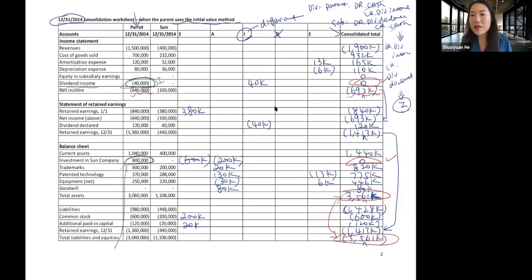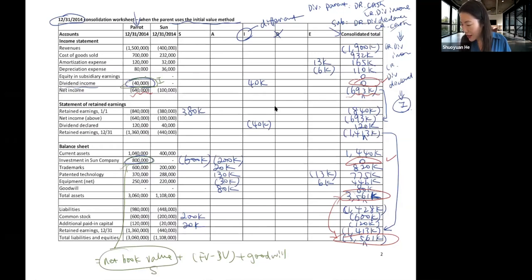So this 800,000, your initial investment, is your net book value plus the difference between fair and book value plus goodwill, right? So your net book value is eliminated by consolidation entry S. And then the difference between fair and book value and the goodwill is eliminated by consolidation entry A. And nothing else impacts your investment account. So after those two consolidation entries, your investment account is gone.